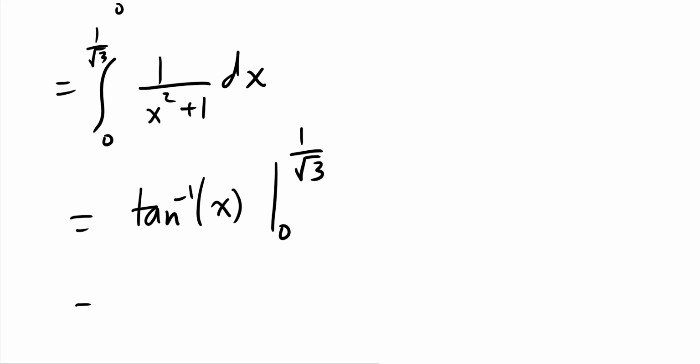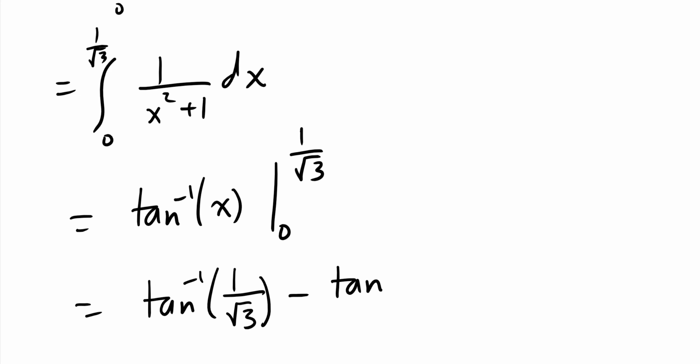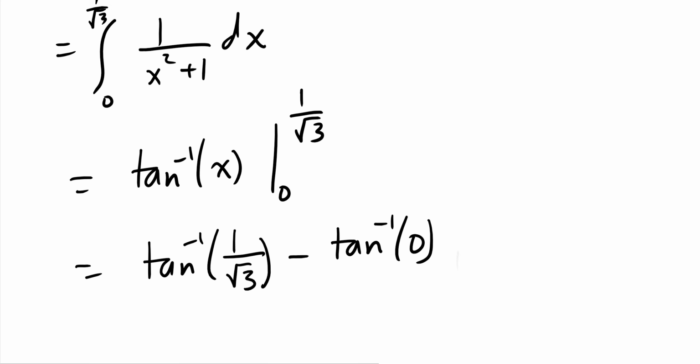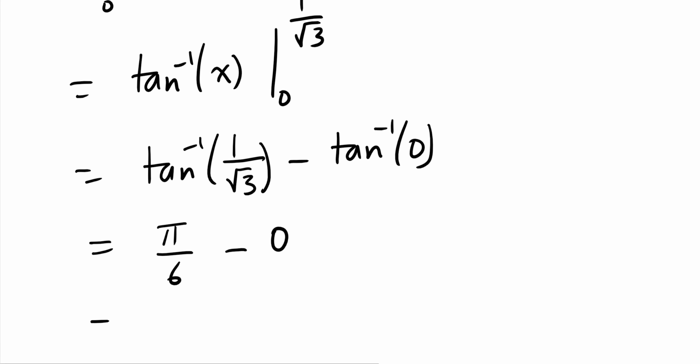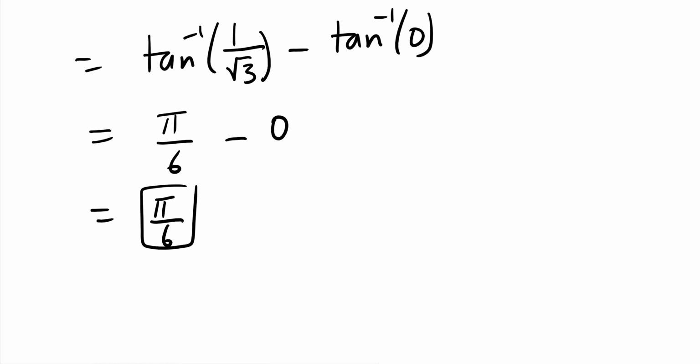Now all we have to do is substitute this in. Tan inverse of 1 over square root of 3 minus tangent inverse of 0. So the angle whose tangent is 1 over square root of 3 is pi over 6. And the one whose tangent is 0 is 0. So the answer is pi over 6. A lot of examples, but it's important and it's worth it to practice all of them.